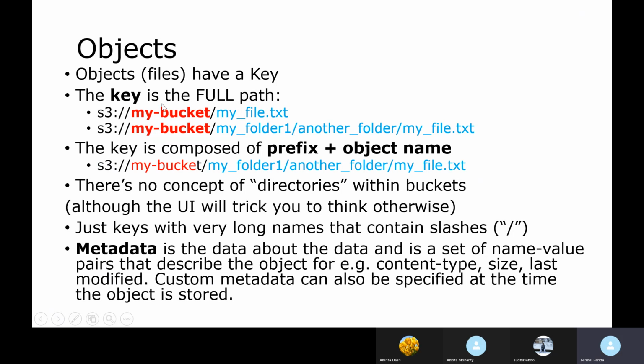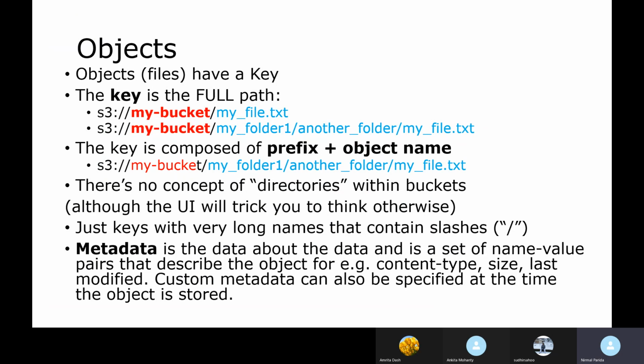Here is the full path: my bucket. This is the bucket name, and this is my file. So the total is S3, my bucket, my file. This is a key, you can say. Using the key you can access your data. The key is composed of prefix plus object name.